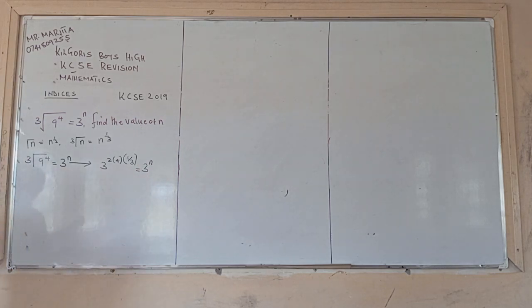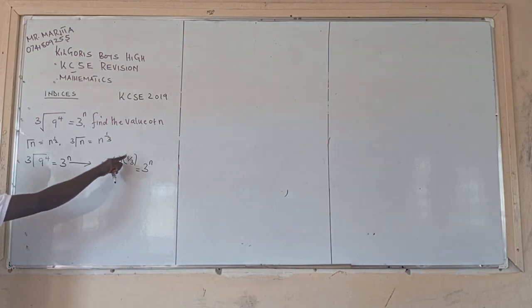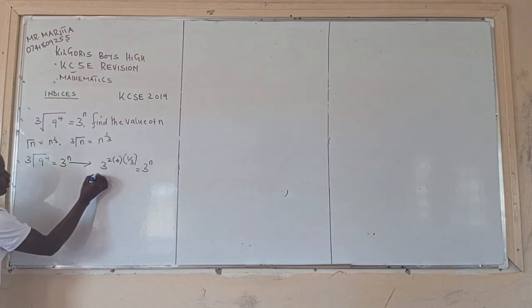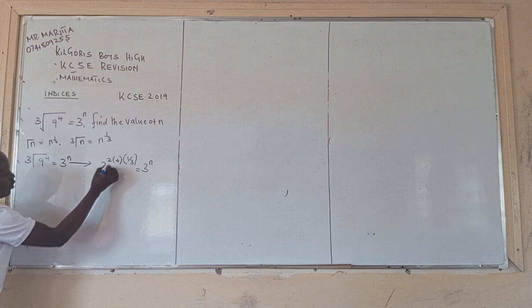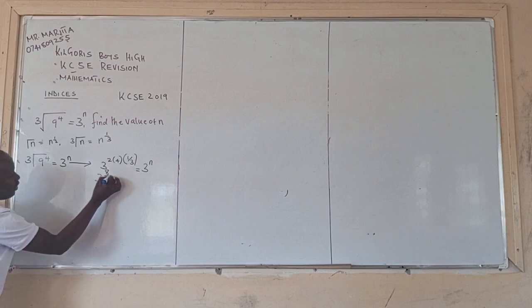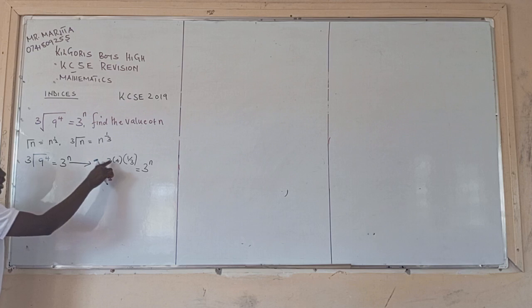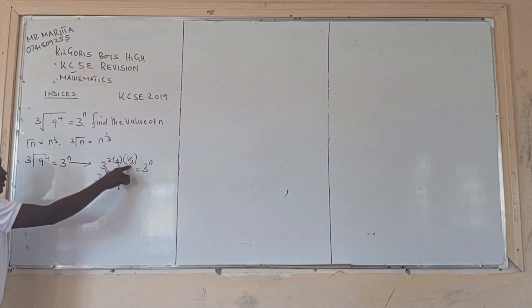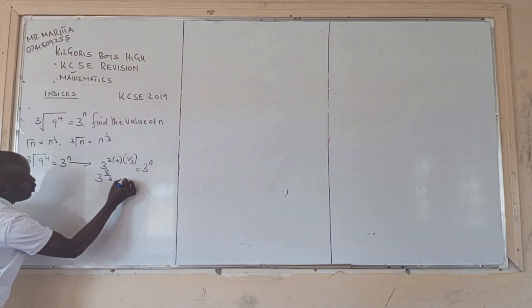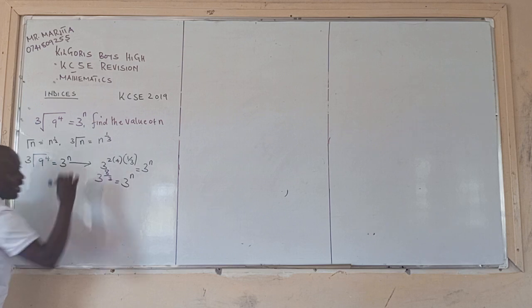On this side, we can work it out. You take 2 times 4 times 1 all over 3. So we have 3 raised to 8 over 3, that is 2 times 4 times 1 divided by 3. This is equivalent to 3 raised to power n.